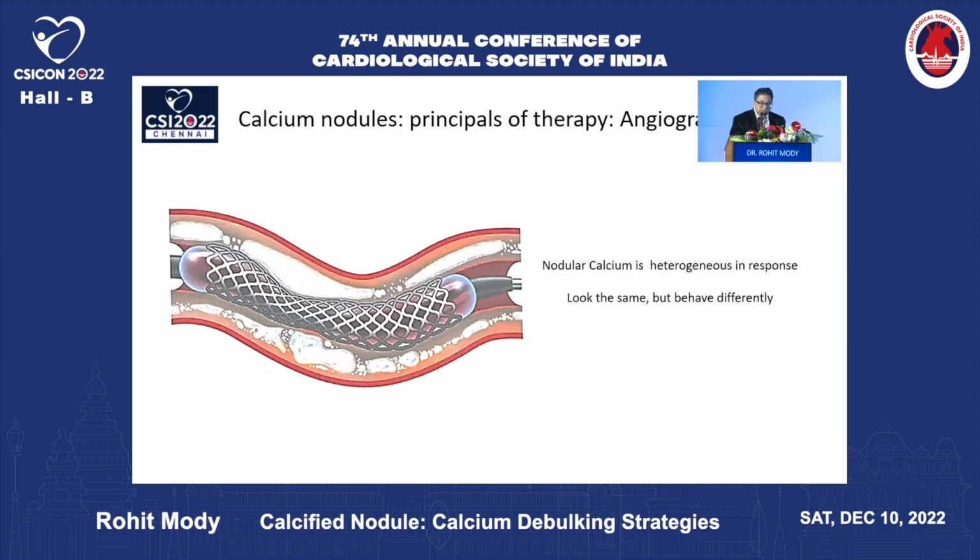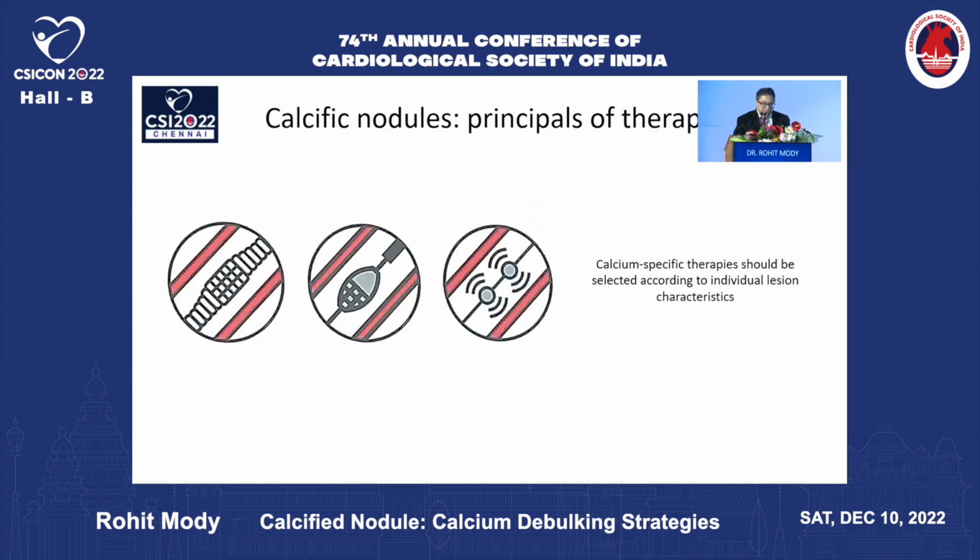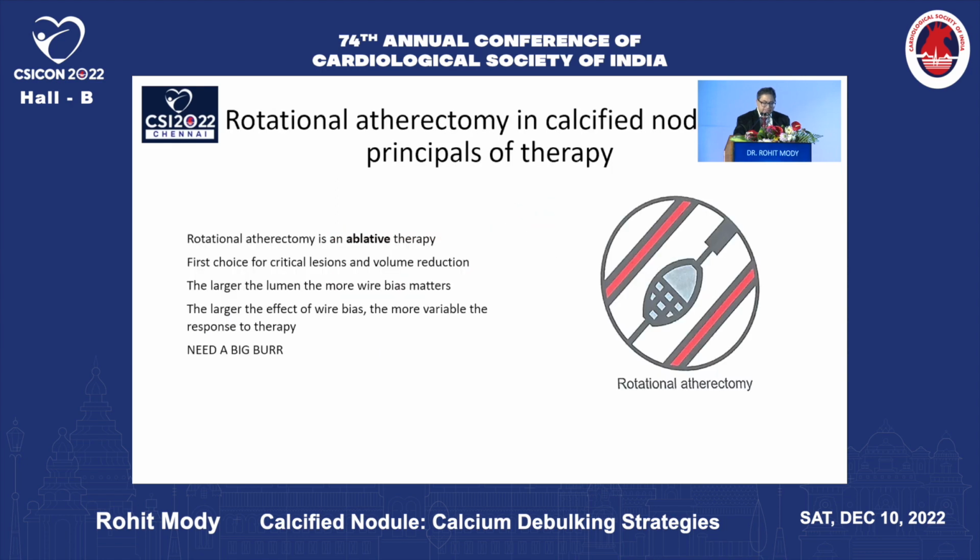So nodular calcium is heterogeneous in response. Nodules look the same but behave differently in different patients. The calcium-specific therapies should be selected according to the individual lesion characteristics. Rotational atherectomy in calcified nodules is an ablative therapy, the first choice for critical lesions and volume reduction. The larger the lumen, the more wire bias. So you have to look for the wire bias towards the nodule. The larger the effect of the wire bias, the more variable the response to therapy, and you need a bigger burr.